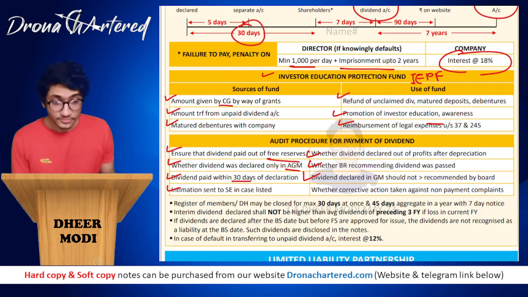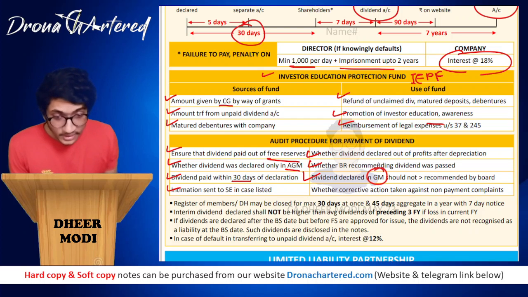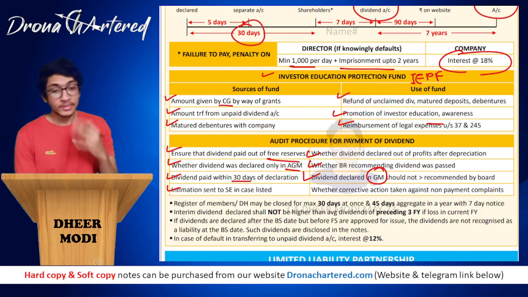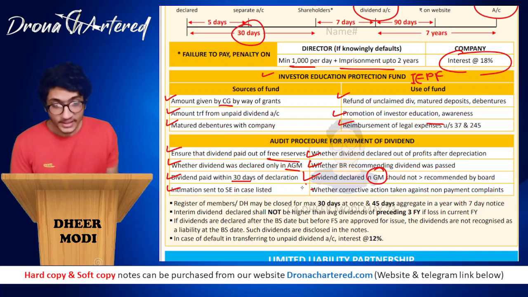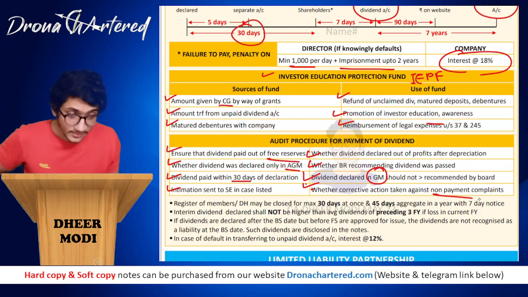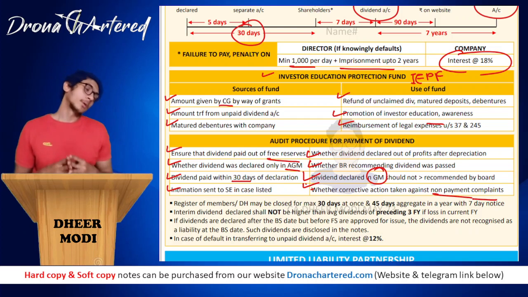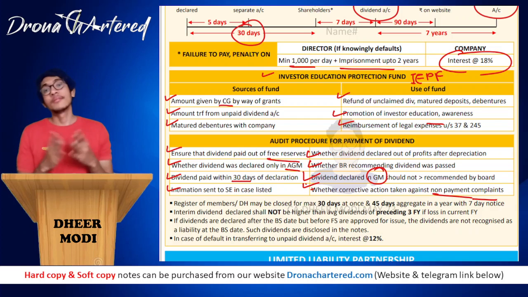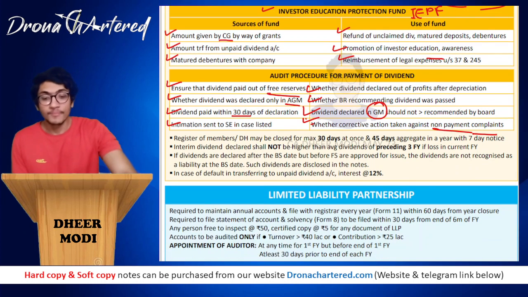Whatever has been declared in your general meeting should be either equal to or less than what is recommended by the board. Whether corrective action has been taken against non-payment complaints, if there are any complaints where the investor says that I have not been paid the dividend. In such a case, whether corrective actions have been taken or not.